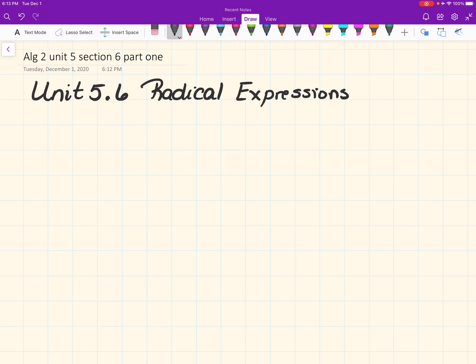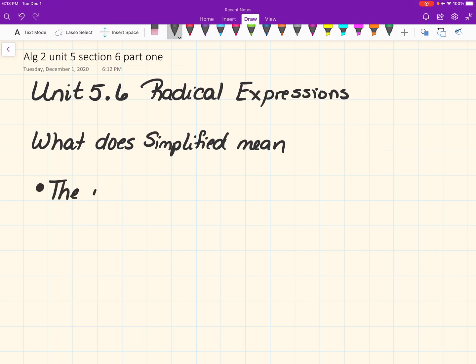Okay, the first thing on the notes is, what does simplified mean? If you're using the typed out notes, I'm going to fill in the blanks here. If not, you can just copy it down. If we're talking about simplifying a radical expression, the first thing is the index is as small as possible. The next thing is the radicand contains no factors that are the nth power of the integer or the polynomial.